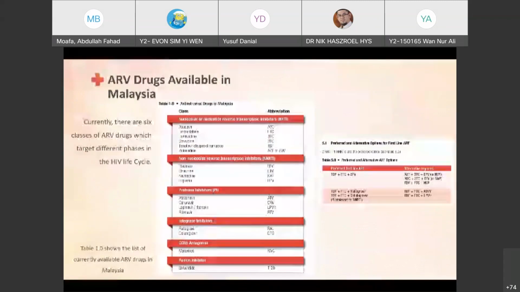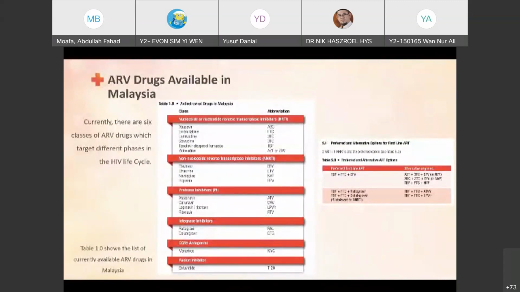For ARV drugs available in Malaysia, the ART options have expanded greatly since the first drug, zidovudine, was approved in the US in 1987. Currently, there are 6 classes of ARV drugs which target different phases in the HIV life cycle. Table 1 shows the list of currently available ARV drugs in Malaysia, and this table shows the various types of drugs in 6 classes that could be used for ART in Malaysia.